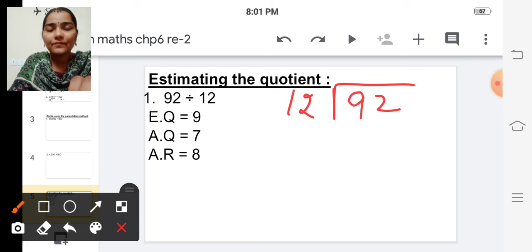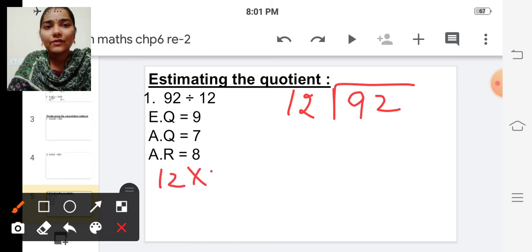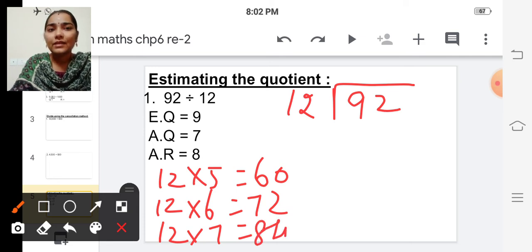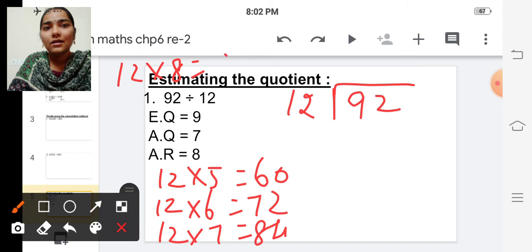How many times will it go? 12 5s are 60, 12 6s are 72 and 12 7s are 84. And if we take 12 8s, it will go beyond 92, isn't it? 12 8s are 96. So we cannot take 12 8s. So we can take 12 7s. So we write 7 here and here 84.